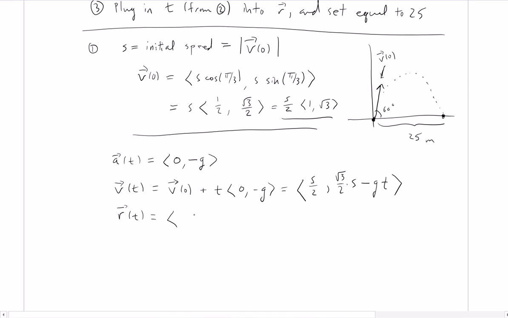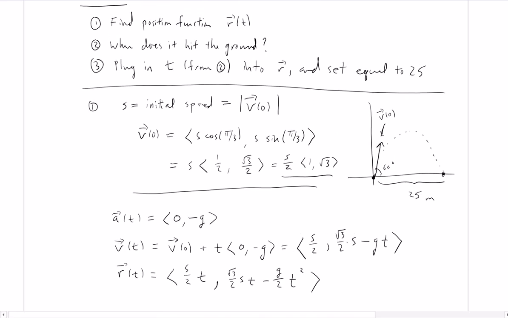So here we get s over 2 times t for the x component, and for the y component we get square root of 3 over 2 s times t minus g over 2 t squared. Okay, so this is our position function. So we're done with step 1.